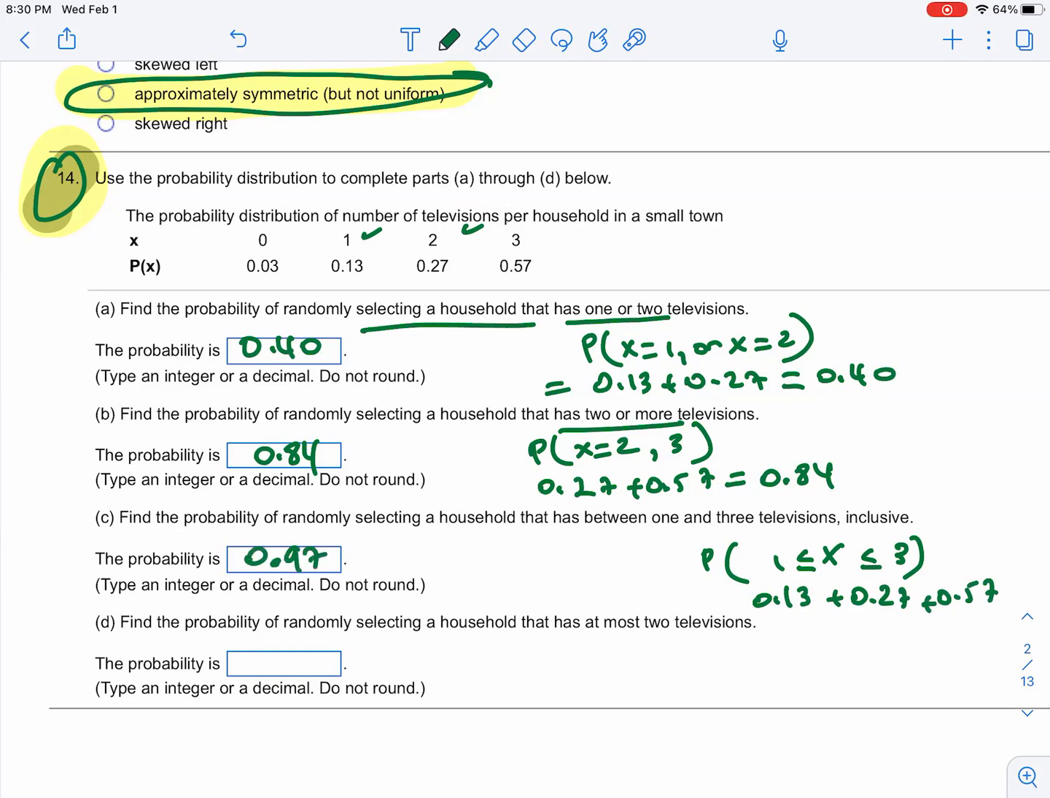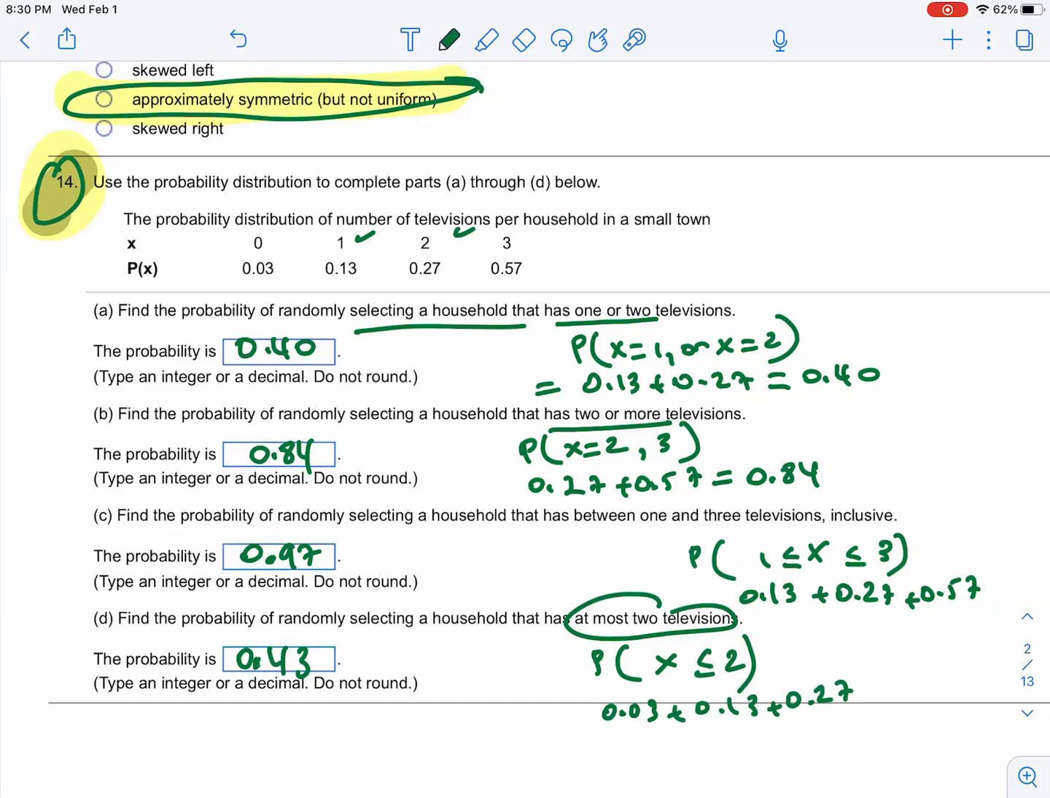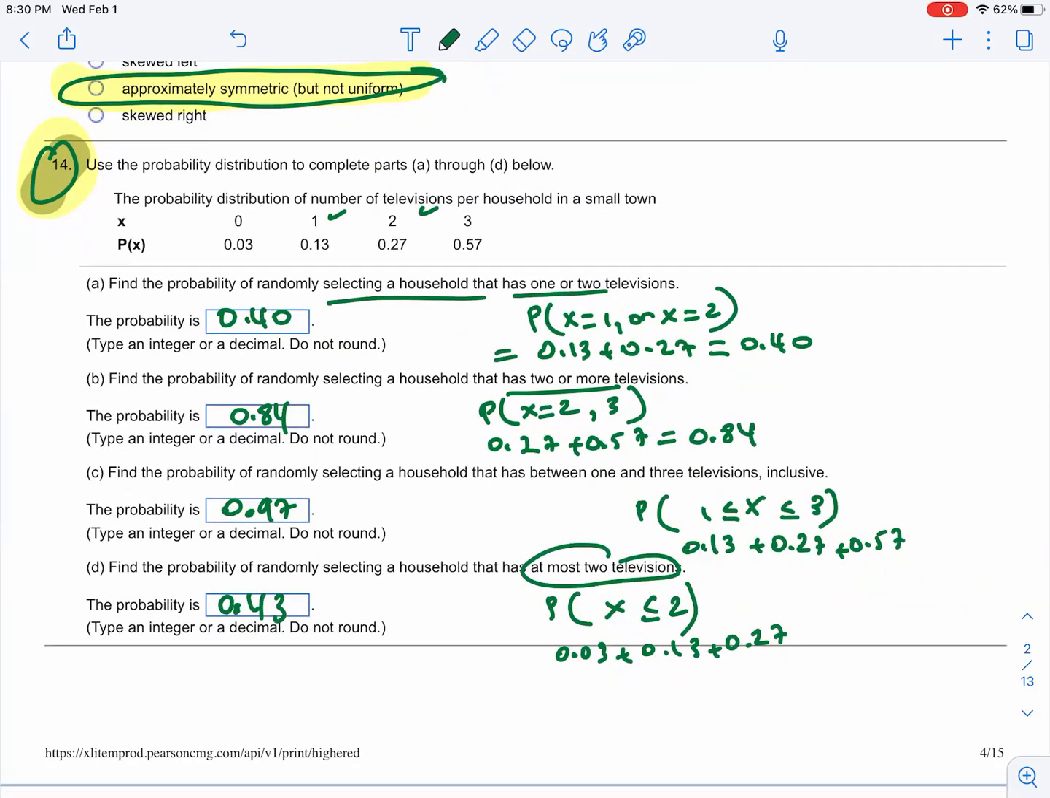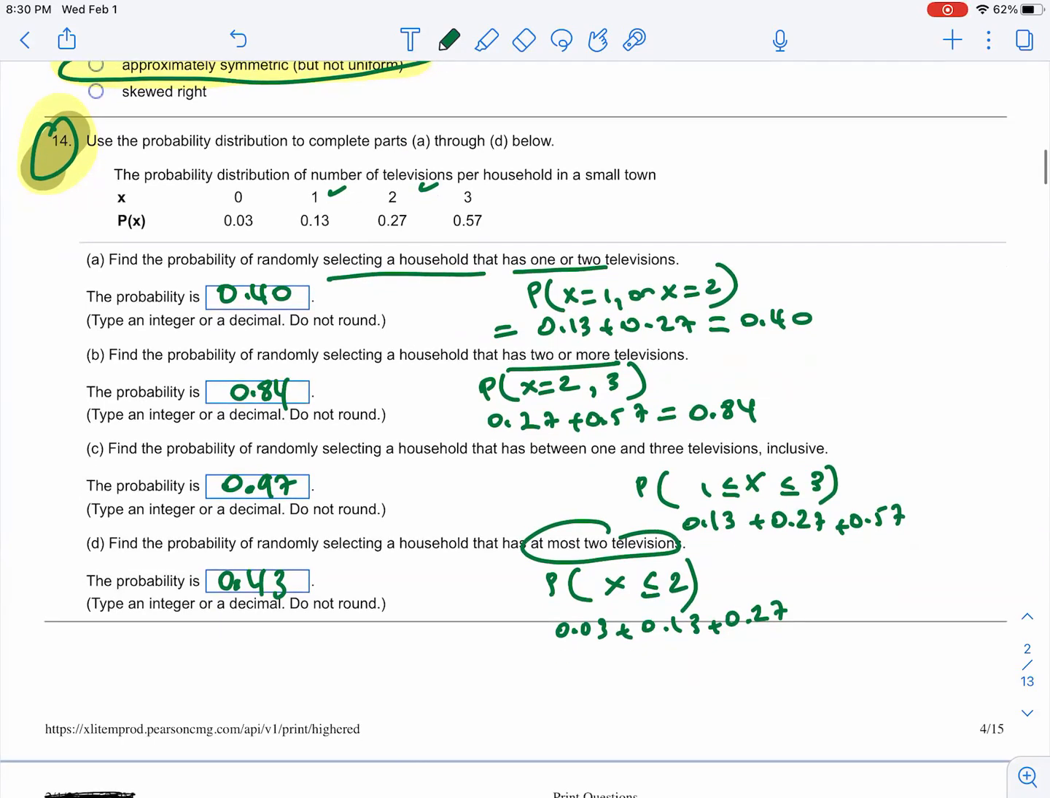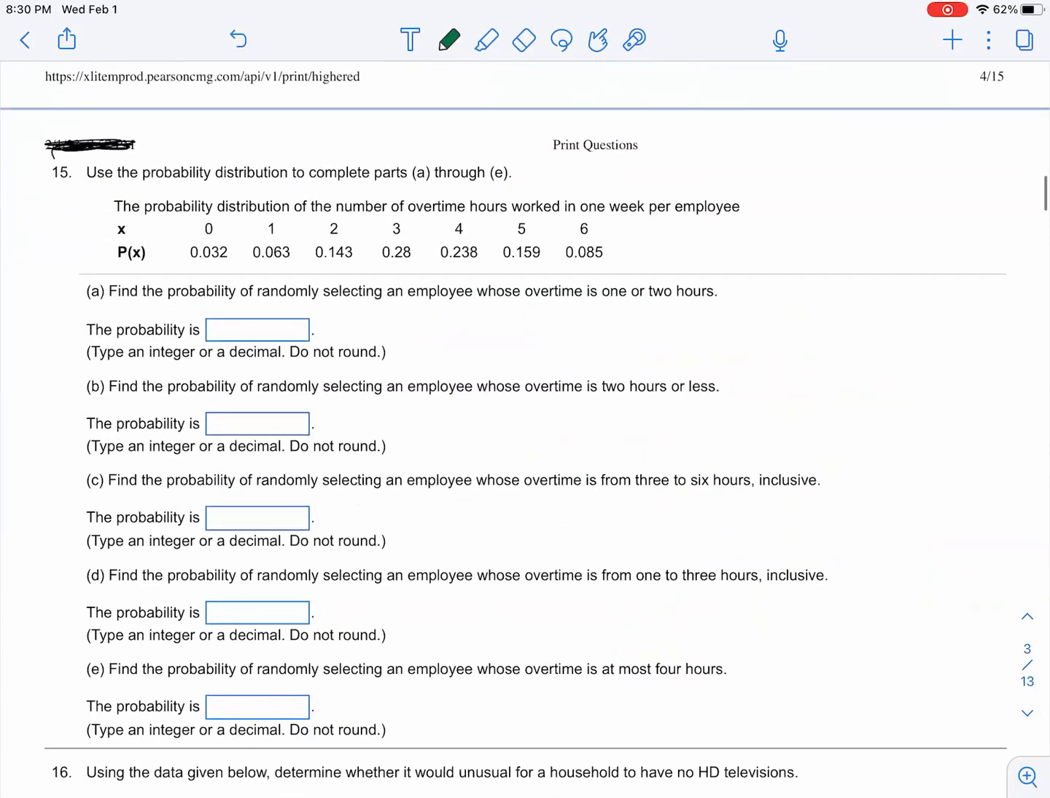So 0.13 plus 0.27 plus 0.57. That gives us 0.97. And finally, at most 2 televisions. At most means what? 0, 1, 2. That's it. Probability that X is at most 2 means less or equal to 2. So 0.03 plus 0.13 plus 0.27. That's at most 0.43. So that's that. I mean, there's no need for a calculator here. You could use your calculator, but no need for me to use any comments or anything. That's 14. If you can do 14, then you can do 15.